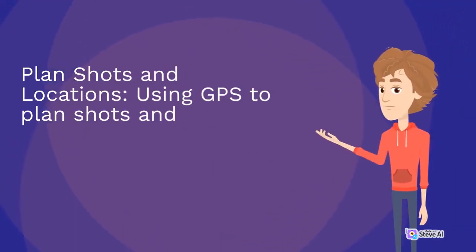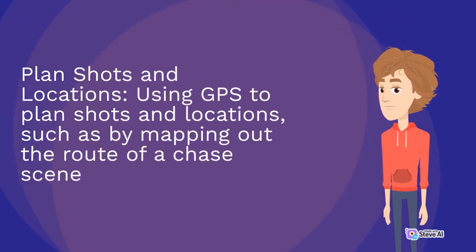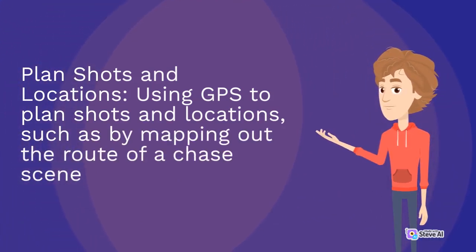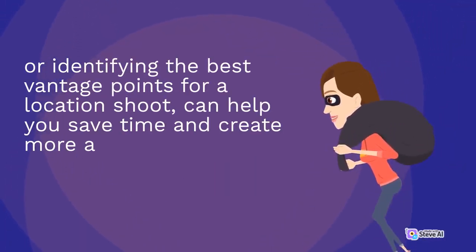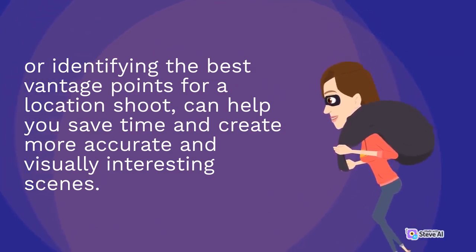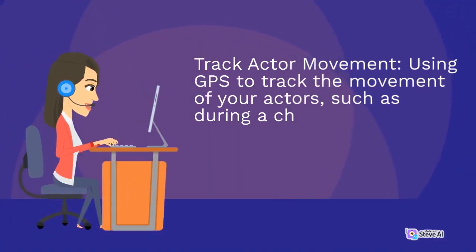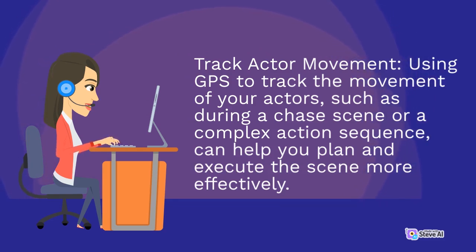Plan shots and locations. Using GPS to plan shots and locations, such as by mapping out the route of a chase scene, or identifying the best vantage points for a location shoot, can help you save time and create more accurate and visually interesting scenes. Track actor movement. Using GPS to track the movement of your actors, such as during a chase scene or a complex action sequence, can help you plan and execute the scene more effectively.